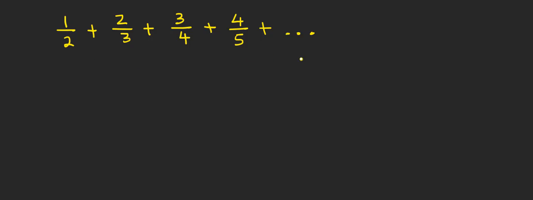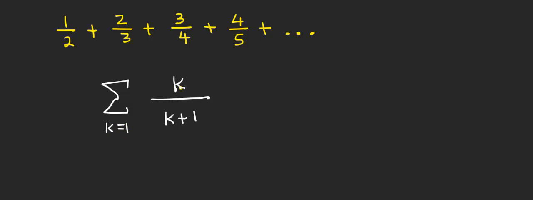Now this series is an infinite series. It doesn't stop. So we know that the upper limit will be infinity. If you take a look at the pattern, the denominator is always 1 greater than the numerator. So if we let k represent the numerator, the denominator will be k plus 1. And the lower limit will be k equals 1. So plug in 1, you get 1 over 2. When k is 2, you get 2 over 3, and so forth. But it doesn't stop, so the upper limit will be infinity. So this is an infinite series.